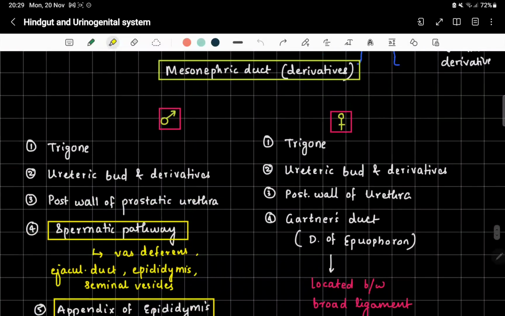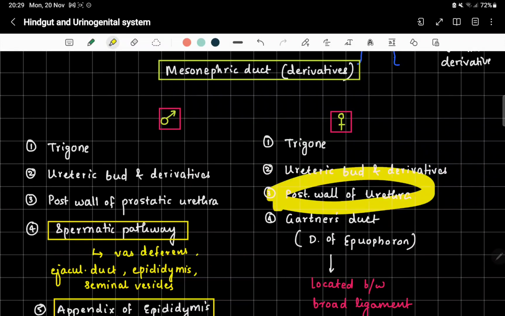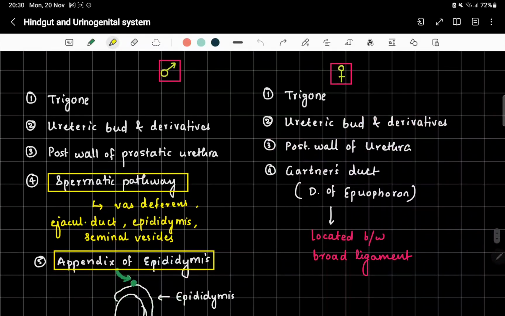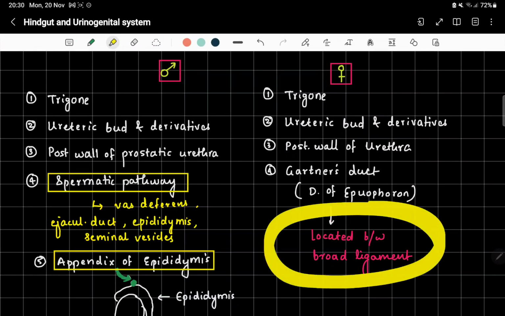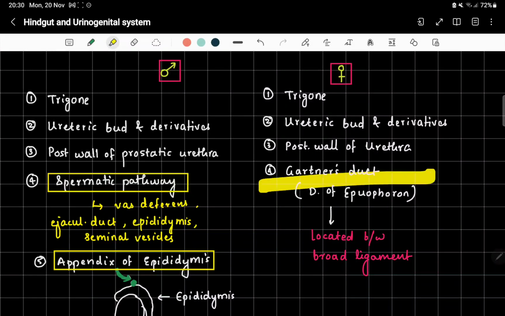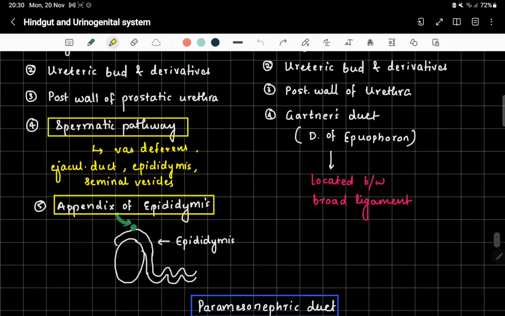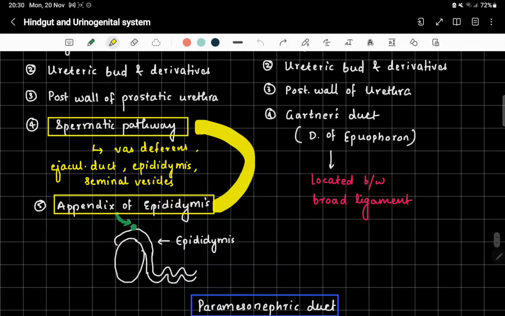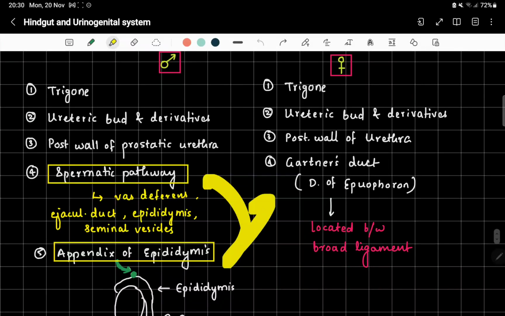In females, the same trigone, the ureteric buds and their derivatives, and the posterior wall of the urethra. And the Gartner's duct, also called the duct of Epoophoron, is located between the broad ligaments. Gartner's duct is in females.